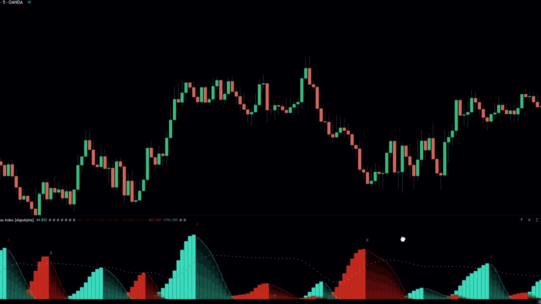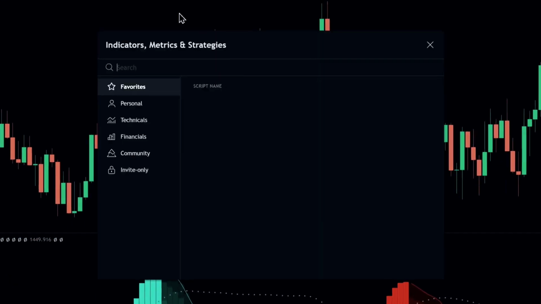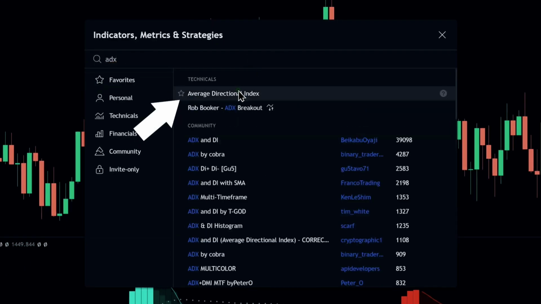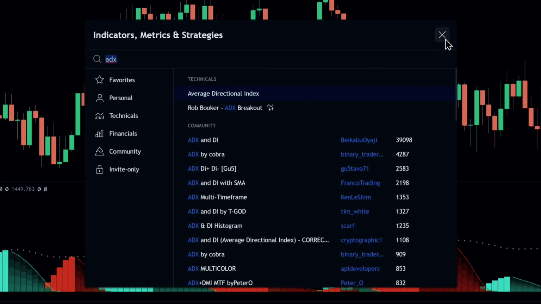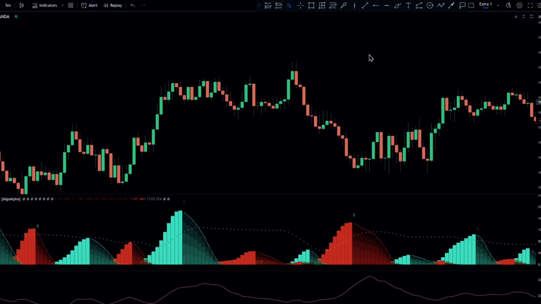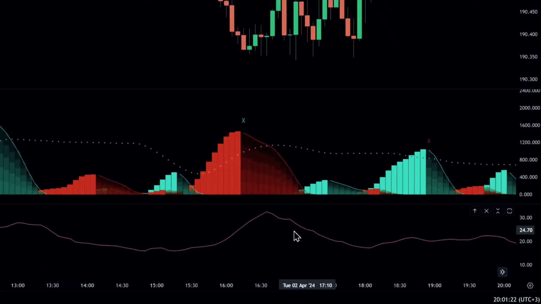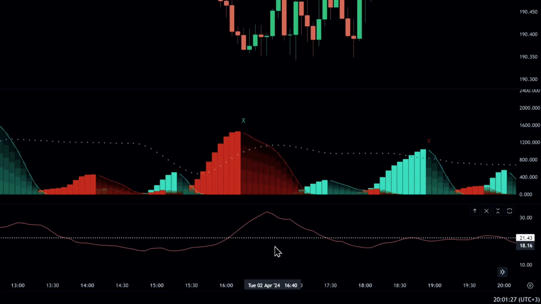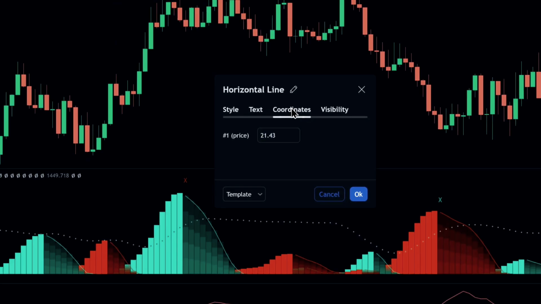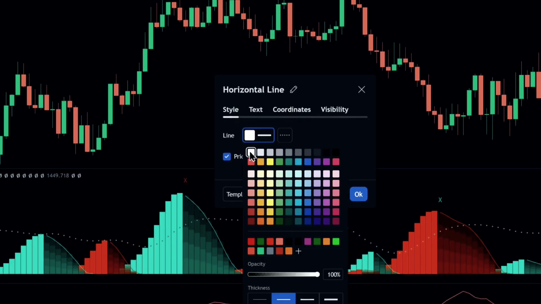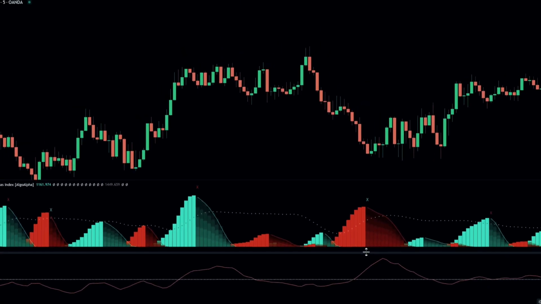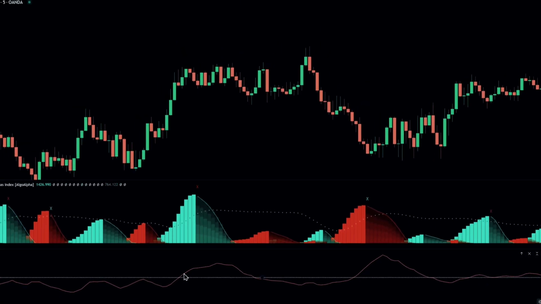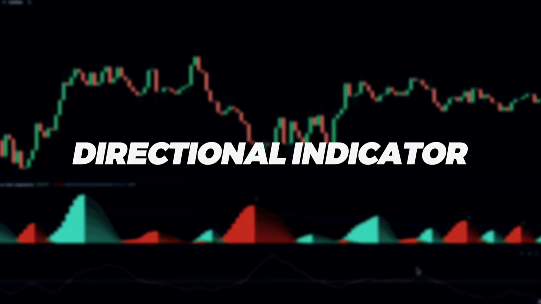Go to the Indicators tab and search for ADX, the Average Directional Index. You'll find it under the Technical section. Once it's added, draw a white horizontal line at the 20 level. To make sure it's exactly at 20, just double click it, go to Coordinates, set the value to 20, and hit OK. Now, if you're not familiar, the ADX or Average Directional Index is a directional indicator. It's right there in the name.